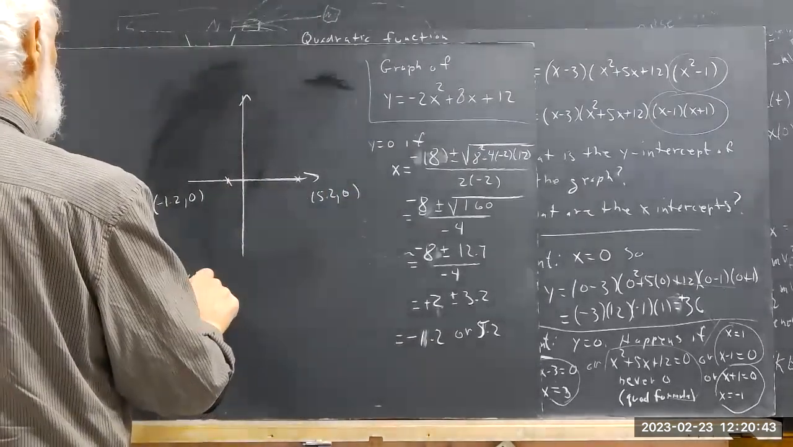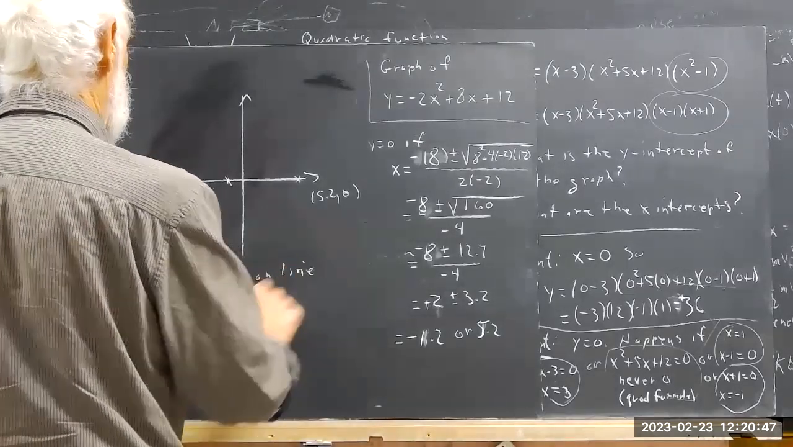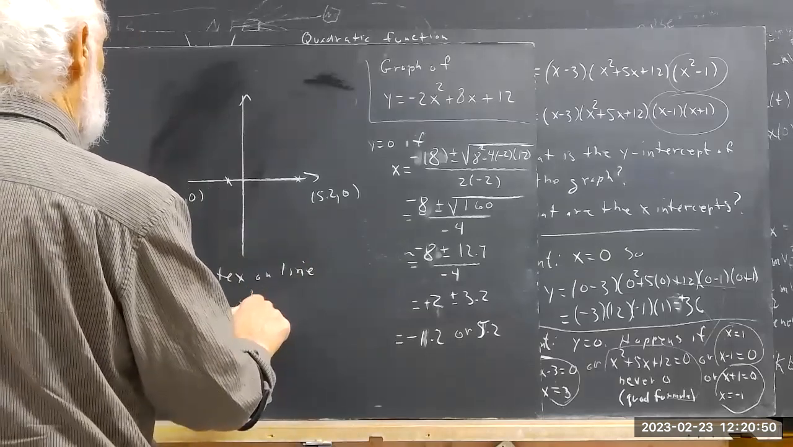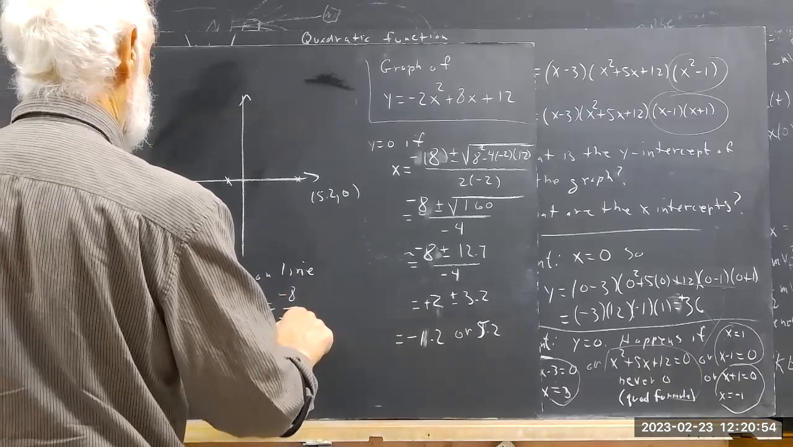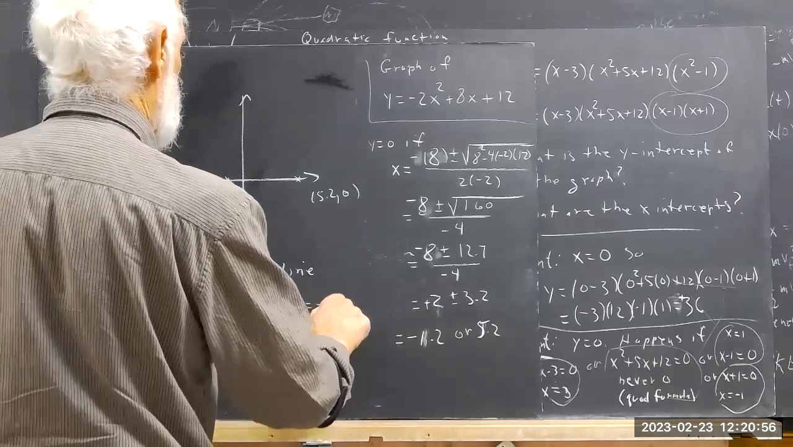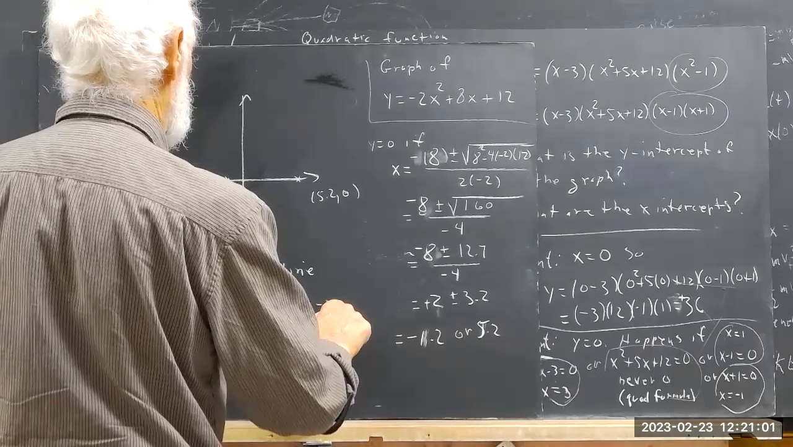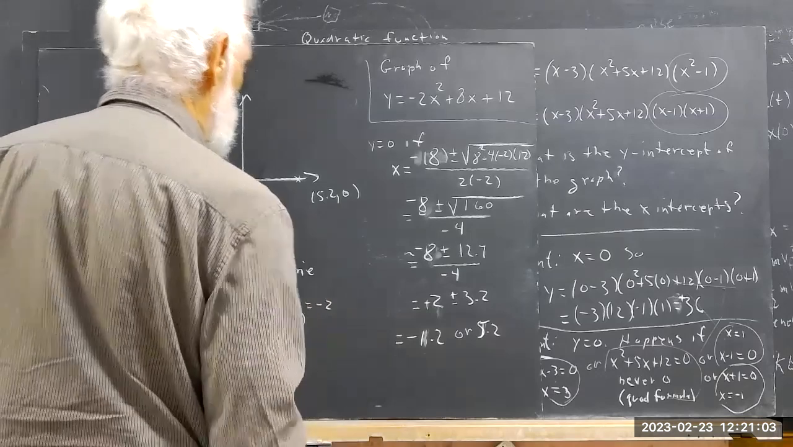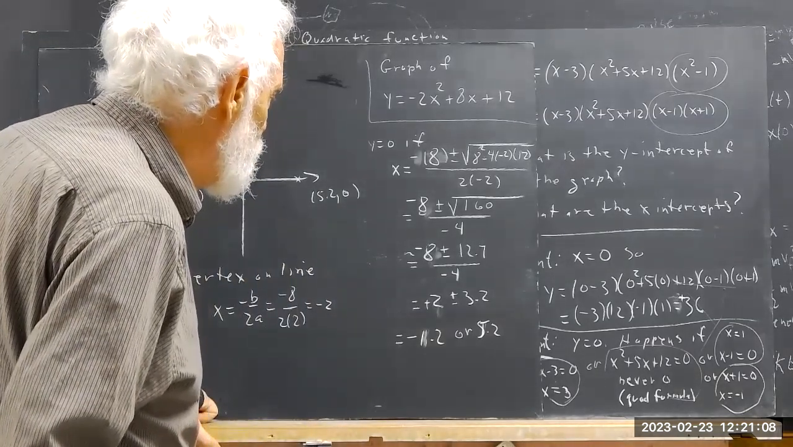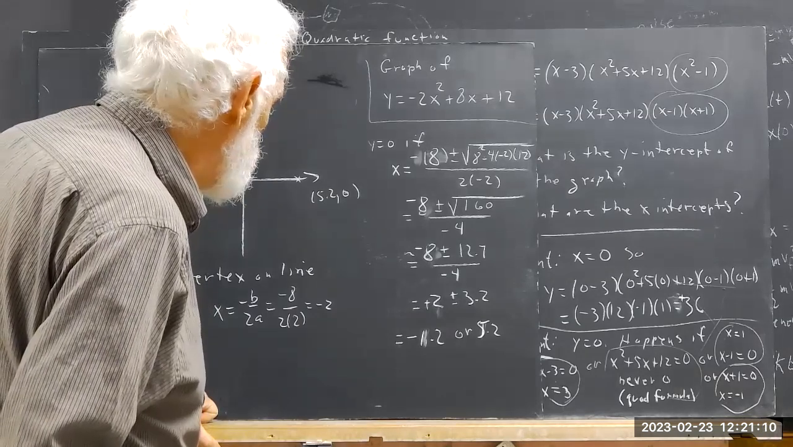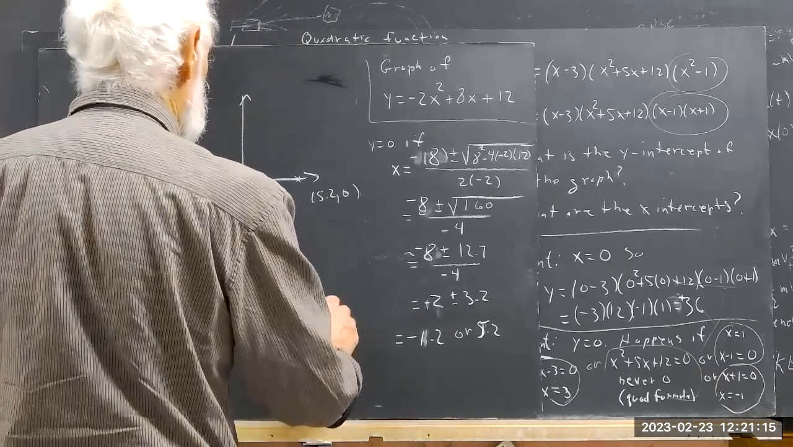Okay, so your vertex is on the line x equals negative b over 2a, which is negative 8 over 2 times negative 2, which is negative... That's still not working. That's 2 times negative 2, which is negative 4, so the result is plus 2.